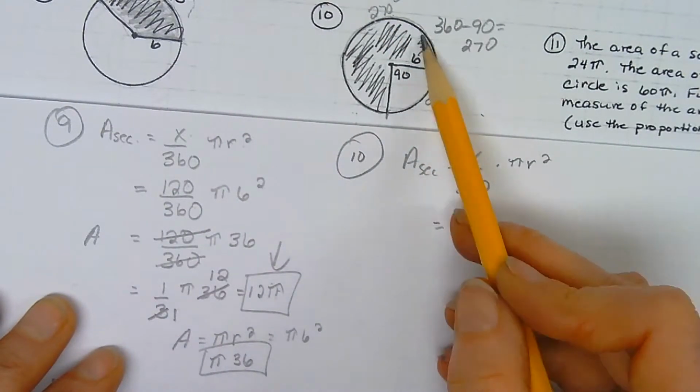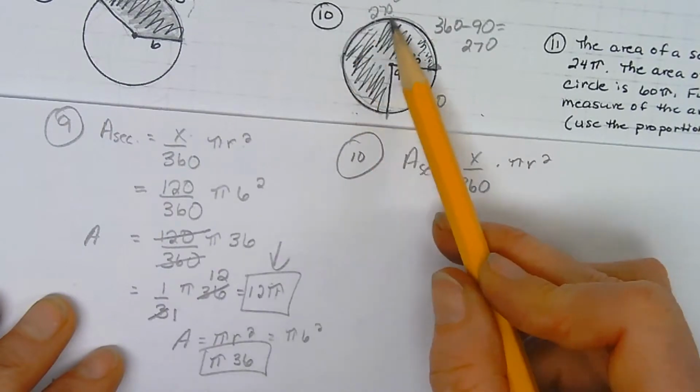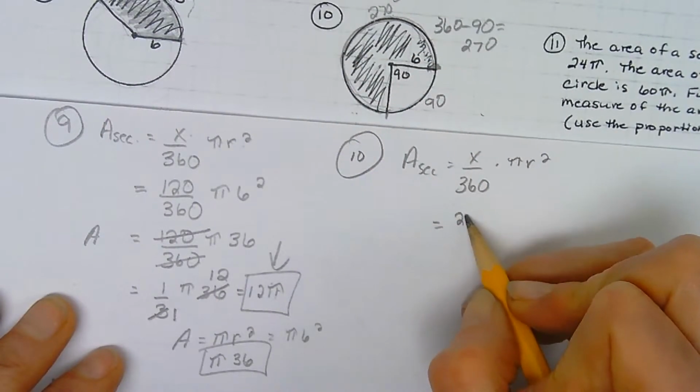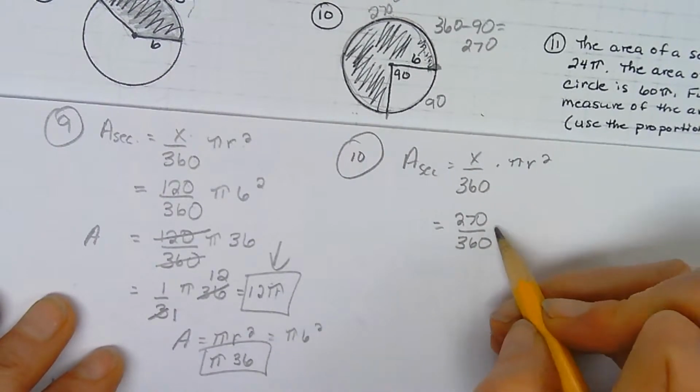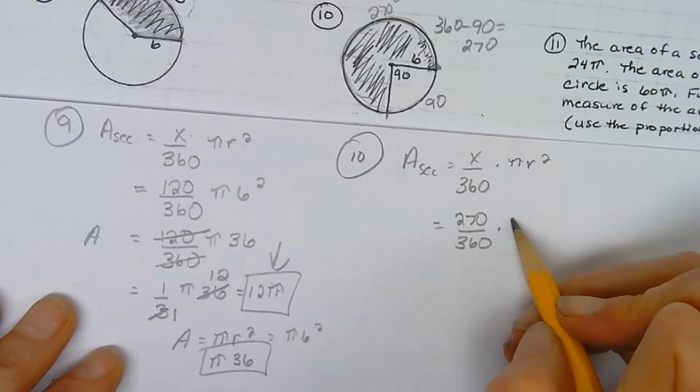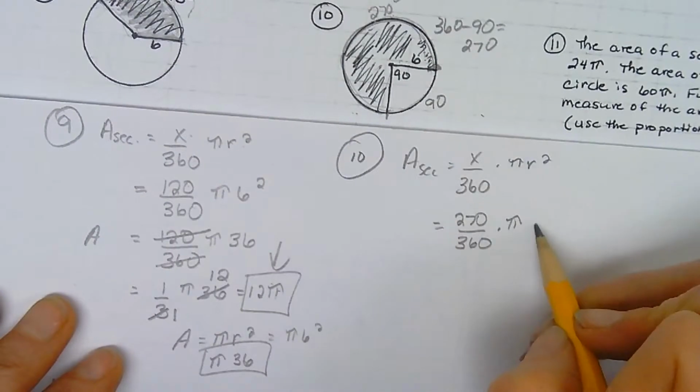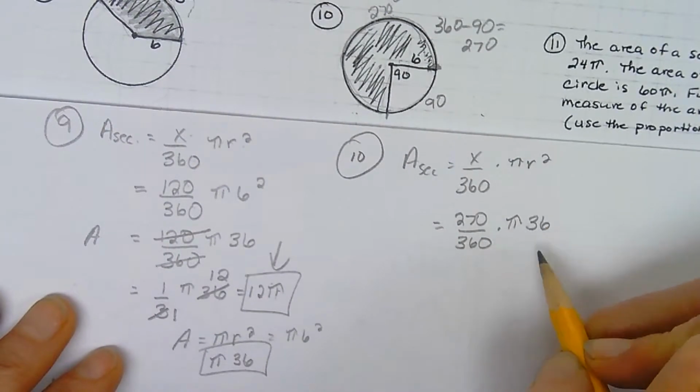So x equals the whole arc here. Look, it's a large portion of the circle. So 270 over 360 is quite a big portion of the circle, times the whole area of pi, radius is 6, so let's just make that 36, r squared.